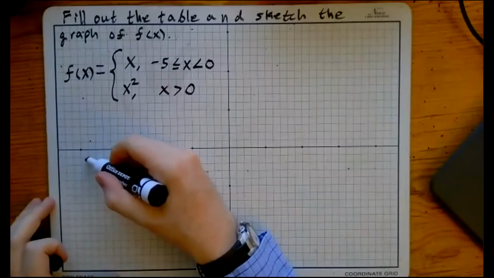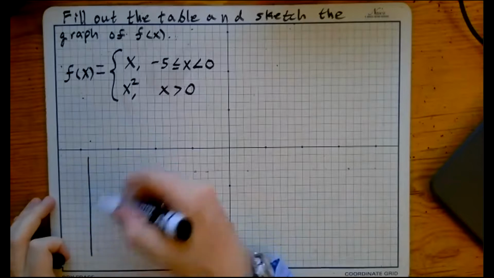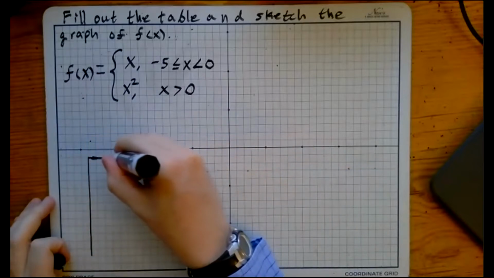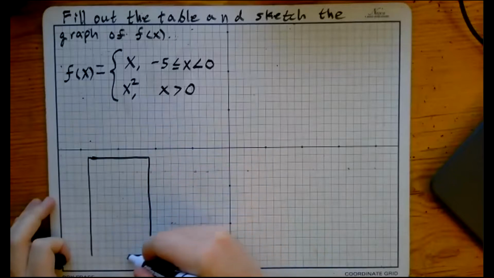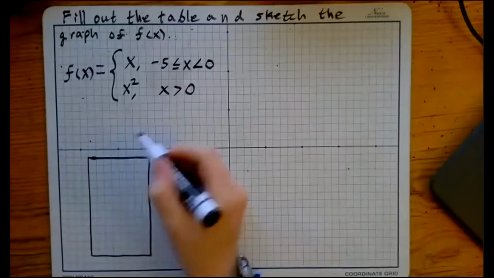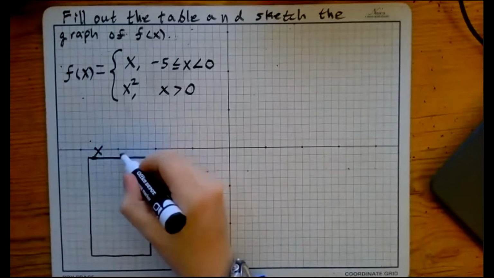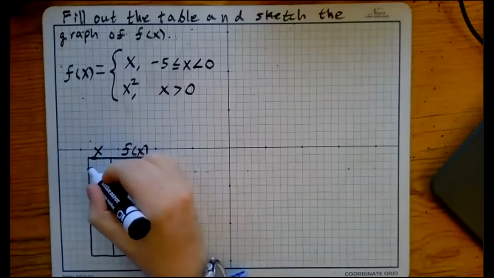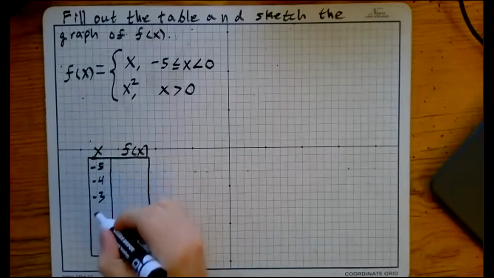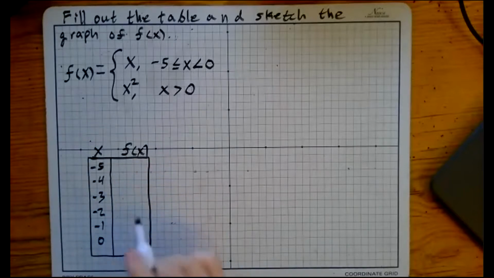So I'm going to make a table. All right, this section of the table will have our x's. This section of our table will have our f of x's. Okay, say negative 5, negative 4, negative 3, negative 2, negative 1, 0. Let's say 1, 2. Okay.